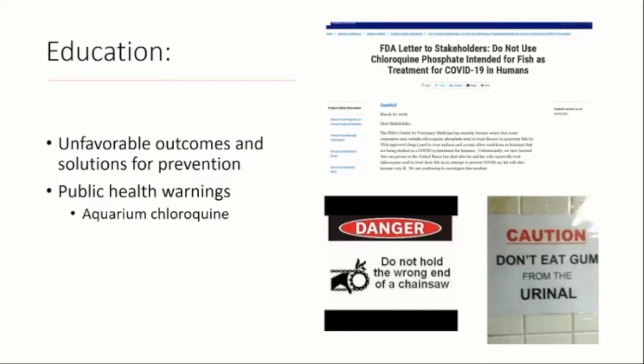And we've had someone read this warning, like don't eat gum from the urinal or the chainsaw thing. And you're like, well, why is this even in here? Because somewhere, someone actually did this. And a recent example is with chloroquine.